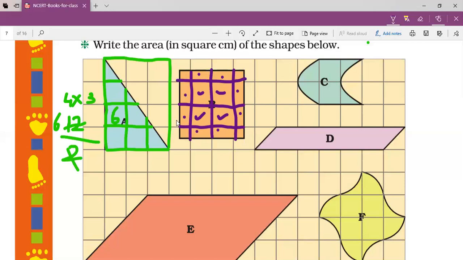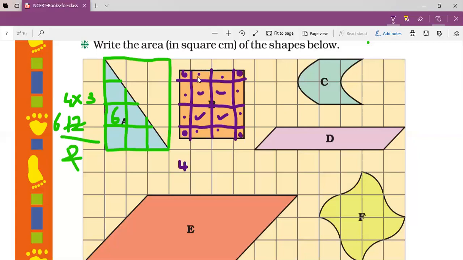Now, this is a little bit, what we can say, 1/4 of the shape. This is also 1/4 of this shape. 1/4 of the area is covered by this shape, then 1/4 of the area is covered by this shape. Okay. Now, when we add, we already have 4 completed areas.